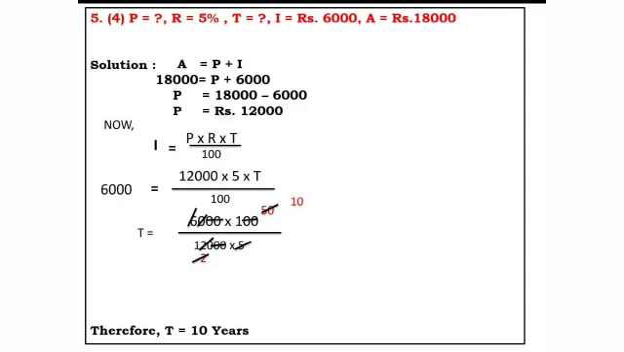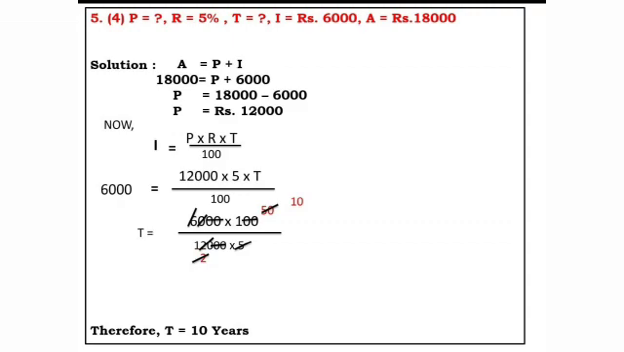So amount is equal to P plus I. So amount 18,000 is equal to P plus 6,000. Now this 6,000, when it goes to your left hand side, it gets converted into subtraction. Therefore P is equal to 18,000 minus 6,000, which is equal to rupees 12,000. Now you have found out the principal.